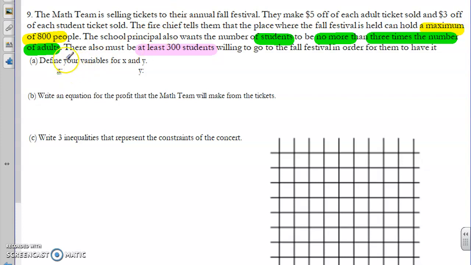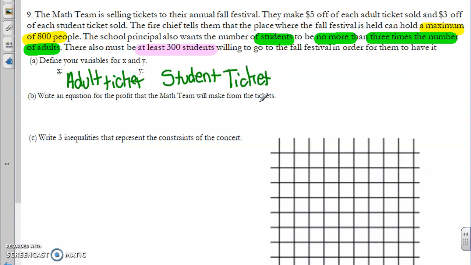Okay. All right, so define your variables. When we did this on number 8 and when we did this in Naomi, they told you what X and Y were going to be. So you get to pick this time. I just came to adult ticket first, so I'm going to make X the adult ticket. And then the second one is student ticket, so I'm going to make Y the student ticket. And that, again, is to help you label your graph, because you know now X-axis is adult, Y-axis is student.